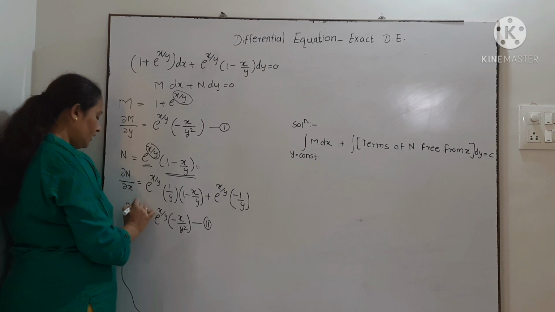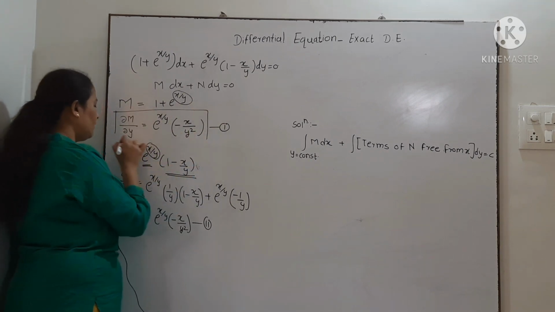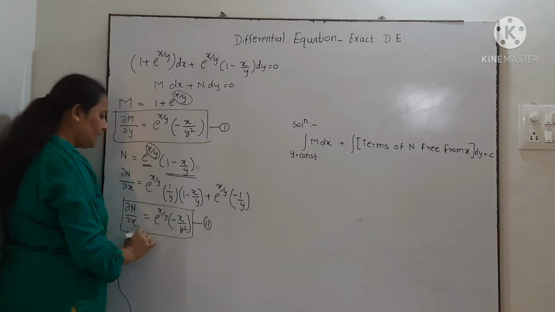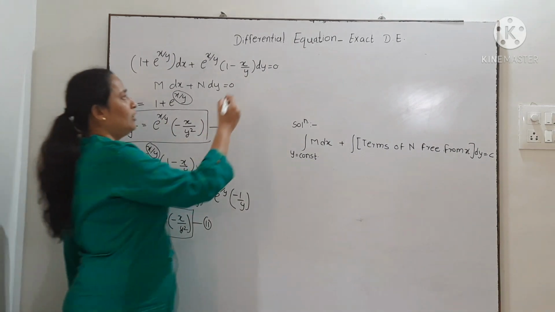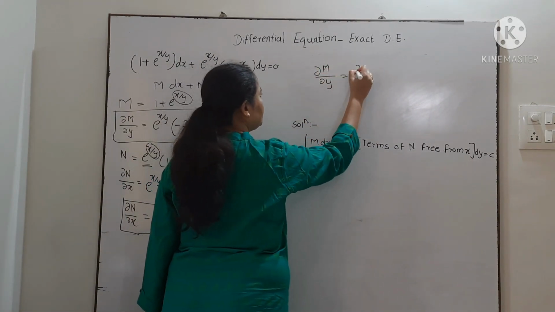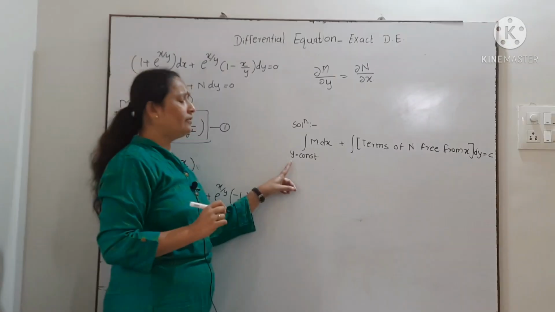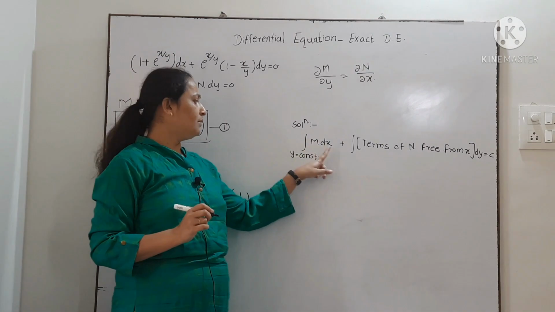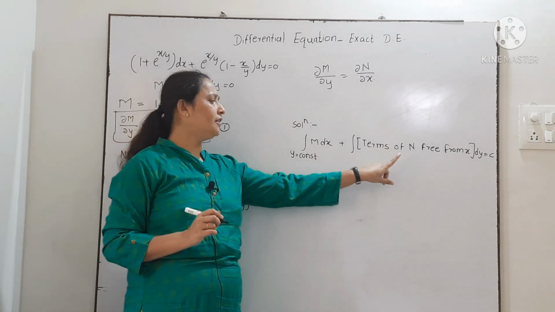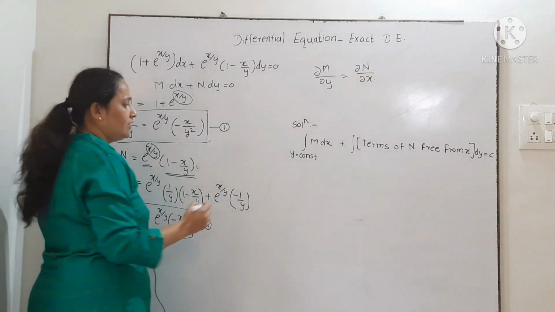Now if you observe equations 1 and 2, ∂M/∂y and ∂N/∂x, we can say that ∂M/∂y equal to ∂N/∂x, and hence the equation is exact. Its solution will be given by integral M dx treating y as constant plus integral of terms of N free from x with respect to y, dy, equal to c.